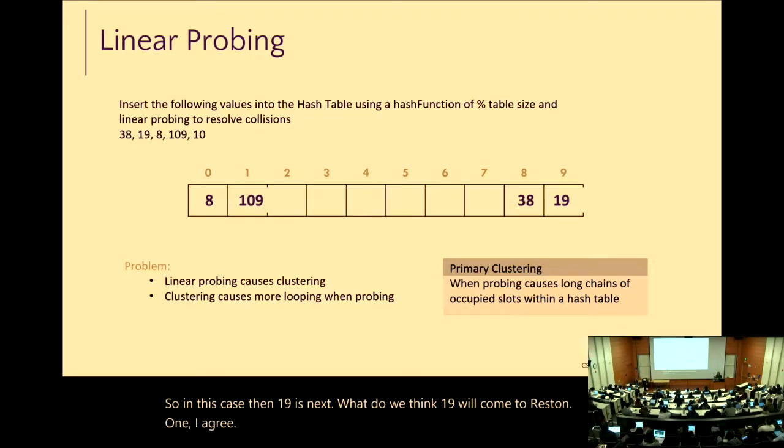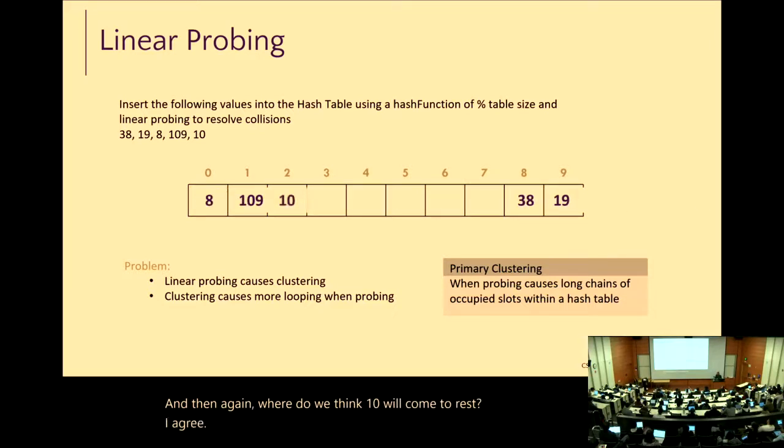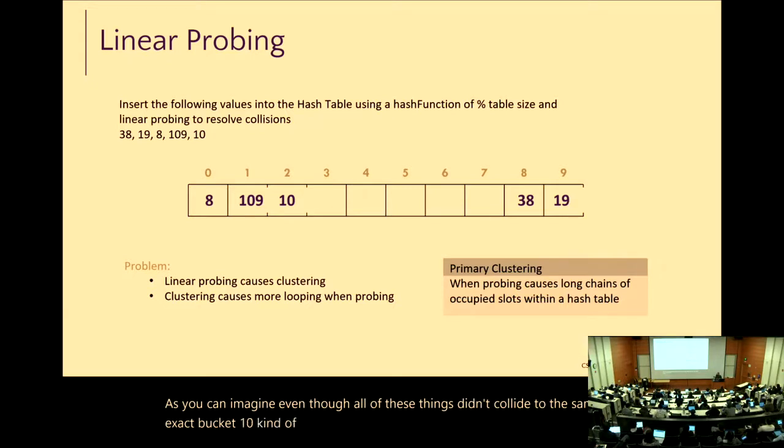Ooh, okay. It did it, kind of. And then again, where do we think 10 will come to rest? Two. I agree. So here what we've got now is, as you can imagine, even though all of these things didn't collide to the same exact bucket, 10 kind of suffered the runtime problems that were generated by inserting 8 and 109, right? This is what we call a cluster.